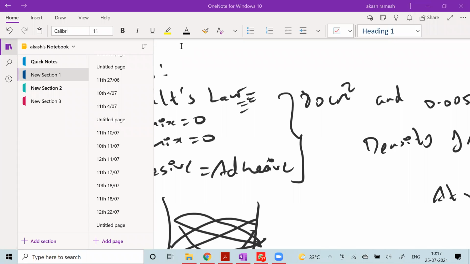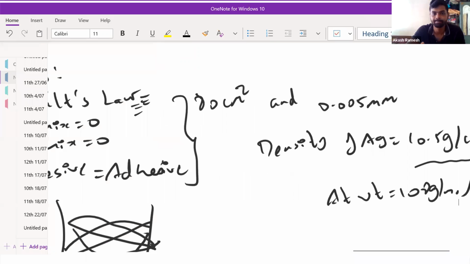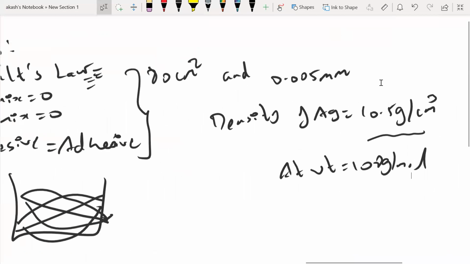Sir. Yes, tell me. Yes, can I tell you? What is the molar mass of silver, sir? Yeah, that's 108 gram per mole. That is the atomic weight.